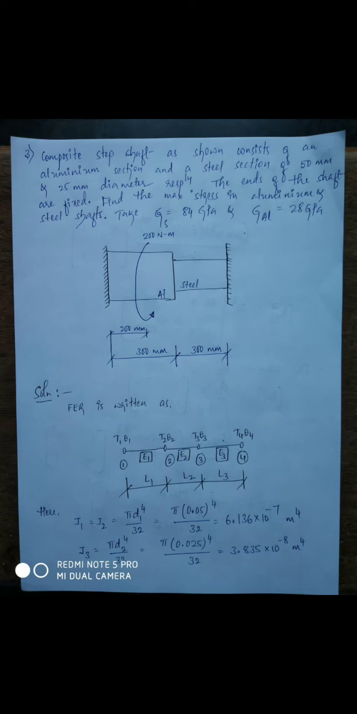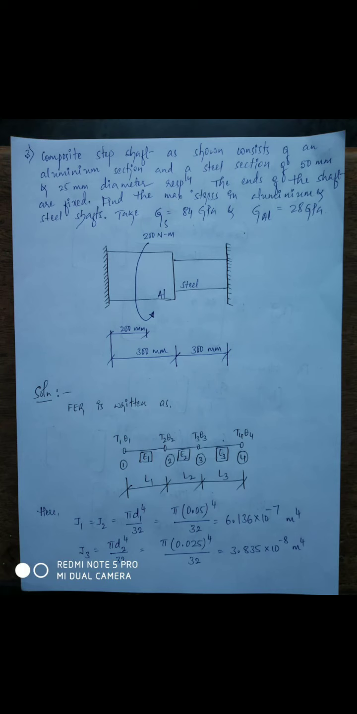The aluminium section is having a diameter of 50 mm as per the problem definition. Thus pi into 0.05 (50 mm converted into meter) whole to the power 4 by 32. When you simplify, you get the answer for J1 and J2 as 6.136 into 10 to the power of minus 7 meter to the power 4.